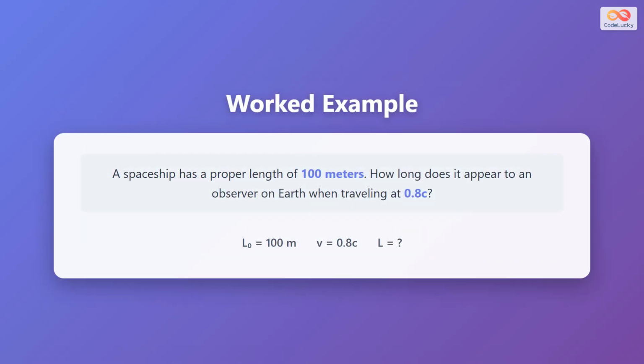Let's work through a concrete example to see how this formula applies. Imagine a spaceship that has a proper length of 100 meters. How long does it appear to an observer on Earth when it's traveling at 0.8 times the speed of light? We're given that L sub 0 equals 100 meters, v equals 0.8 c, and we need to find L.